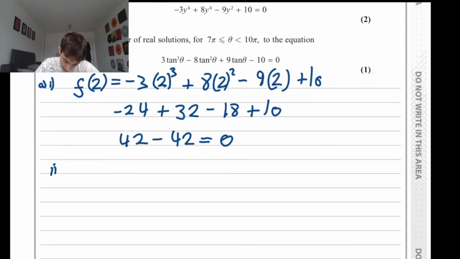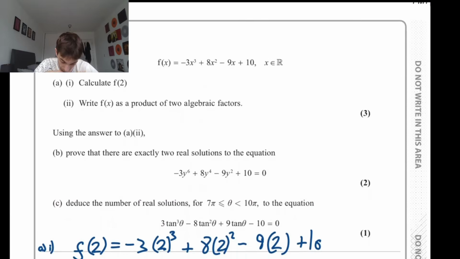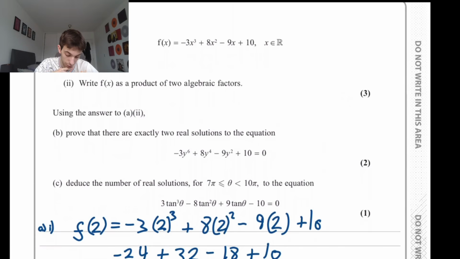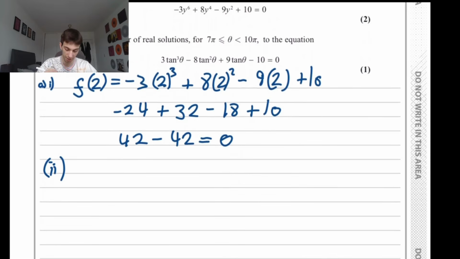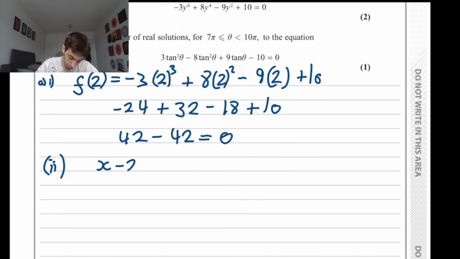So moving on to part II, what do we have to do? We have to write f of x as a product of two algebraic factors. So we've just seen f of 2 is equal to 0. What does that mean? This means that x minus 2 is a factor.